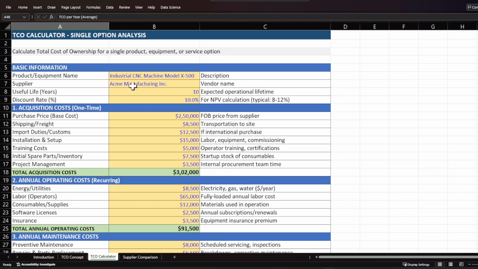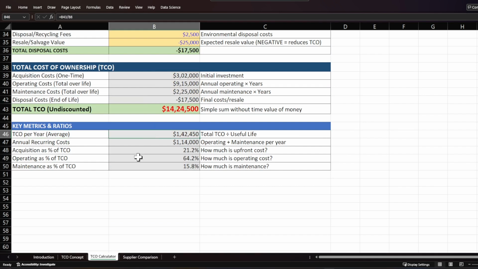Now, if this is the total cost, then what is my total cost per year? Because I know the useful life is 10 years, it will be around this much, and the annual recurring cost is this much. Then we calculate three basic KPIs. One is acquisition cost as a percentage of total cost of ownership, which is 21%, which is okay. Operating cost is around 64%, and the maintenance cost is 15%, which is minimum. So now let us compare the suppliers.